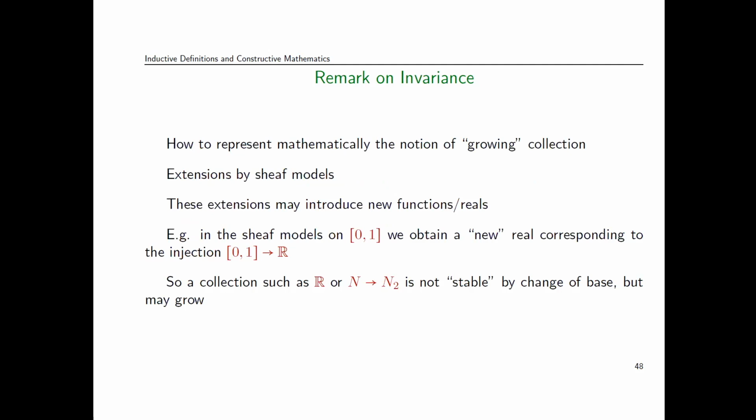This is so connected to invariance. I mean, discussion on invariance. So how to represent mathematically the notion of growing collection. We saw actually one example of this with the Howard ordinal. That was an ordinal of second number class. But this ordinal will not be possible to define if you have type theory with only ordinal as a data type. Okay? So you need to go further.